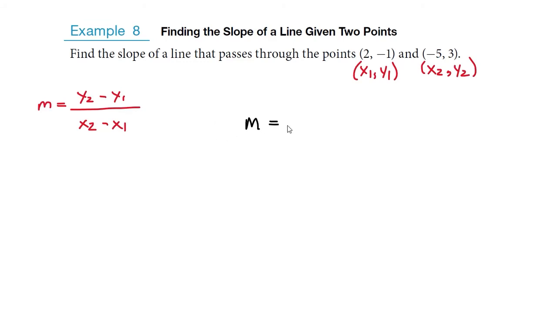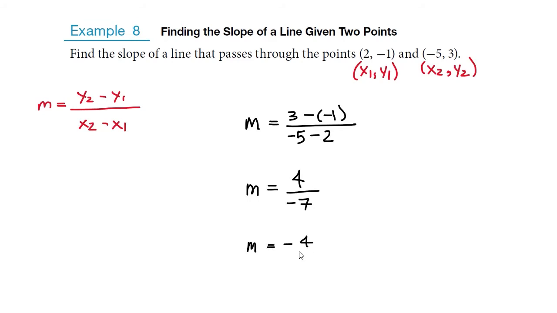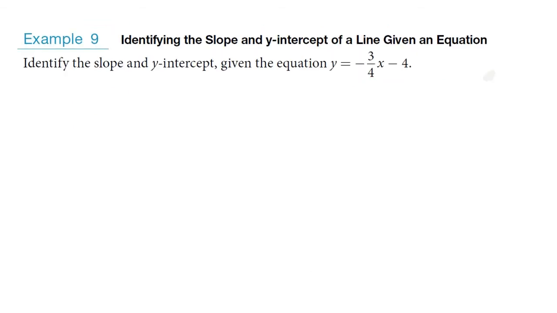So m equals y2, in this case 3, subtract y1, which is -1, all over x2, in this case -5, subtract x1, which is 2. So m is equal to 3 plus 1, so that is 4, all over -5 minus 2, or -7. And we wouldn't really write it that way. We'd make the whole thing negative, so -4/7.